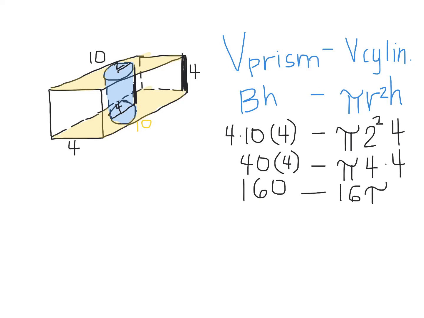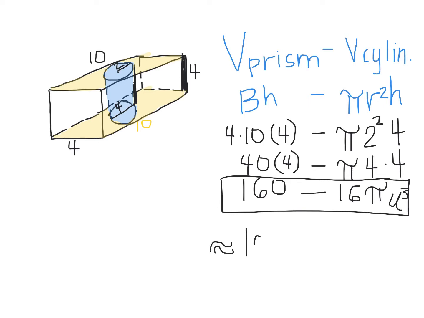So then the volume of this entire irregular solid would be 160 minus 16 pi, and volume is 3-dimensional, so that would be cubic units. And if I wanted to put that into my calculator just so I can give you more of a numerical value, I'm going to round to 3.14 for pi. So I have 160 minus 16 times 3.14, and that gives me about a volume of 109.76 cubic units.